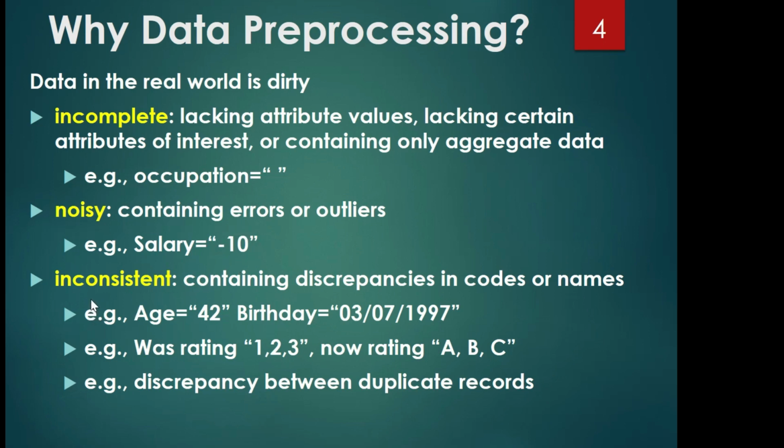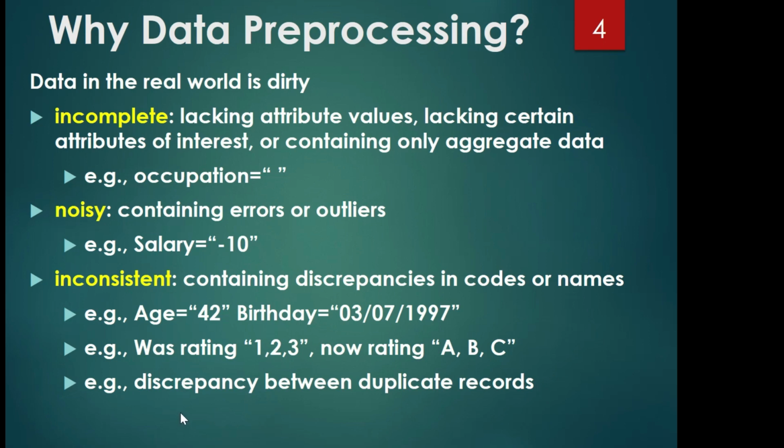Next is inconsistent data. Inconsistent data happens because it contains discrepancies in the codes or the names. For example, the age is 42 and the birthday is 3/7/1997, and it won't be matching with the age. Next, the rating. The rating was given previously as 1, 2, 3. Now the rating is given as A, B, C. The meaning is the same thing, but they are represented in different ways.